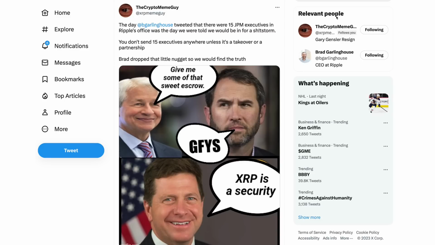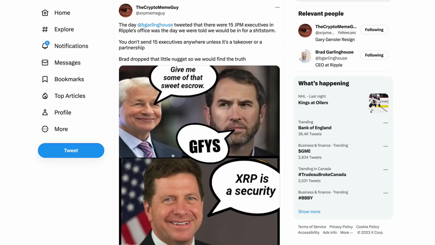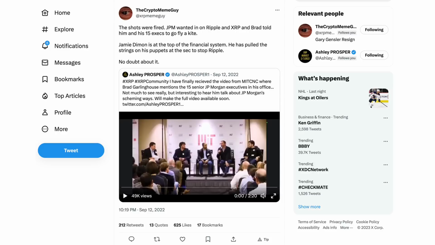The Crypto Meme Guy points out Brad dropped that little nugget so we would find the truth. And I think this meme speaks volumes. Give me some of that sweet escrow, says Jamie Dimon, GFYS. I think you guys can figure out what that means, says Brad Garlinghouse. And then Jay Clayton claims XRP is a security, basically stating the fact that Ripple did not want to play ball during a potential buyout or takeover, I guess maybe a hostile takeover, an attempt at one anyway. Ripple did not want to play ball, and this is why they are now being sued by the SEC.